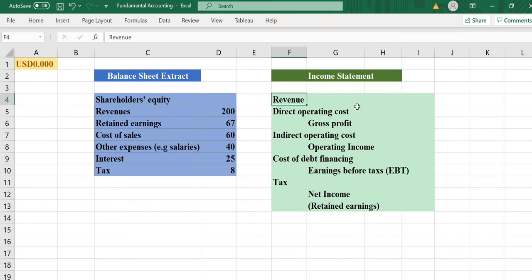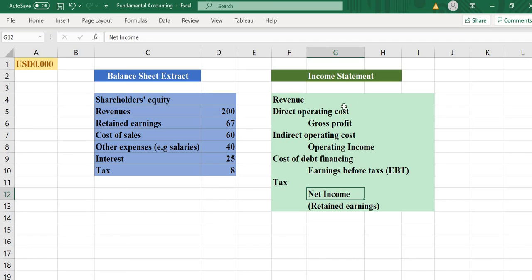We're gonna have revenue, direct operating costs. We will calculate gross profit, indirect operating costs. Then we have operating income. Finally, for the income statement, we record the company profits and loss. Finally, we're gonna have the net income. Net income is the same as the retained earnings in the balance sheet.